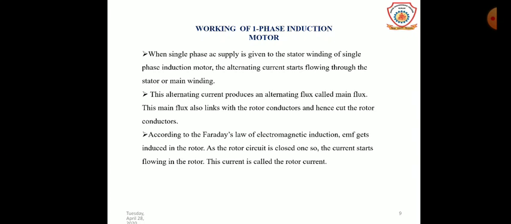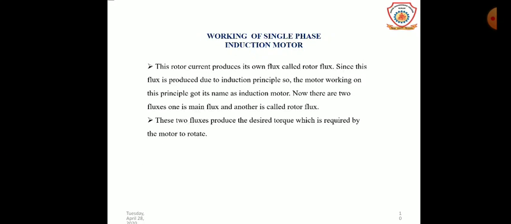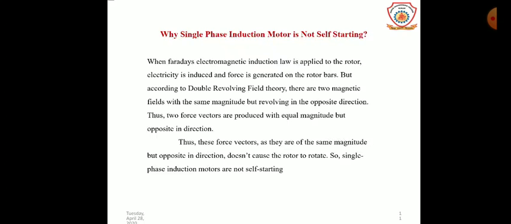As against this, in a DC motor, a separate supply is required for the armature to produce the armature flux. This is the important difference between a DC motor and an induction motor. These two fluxes produce the desired torque which is required by the motor to rotate.